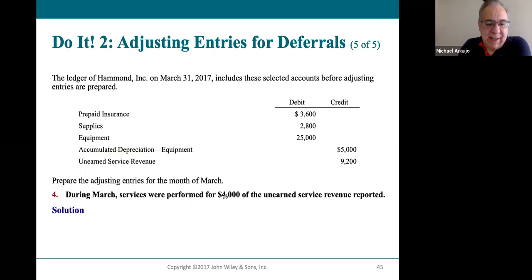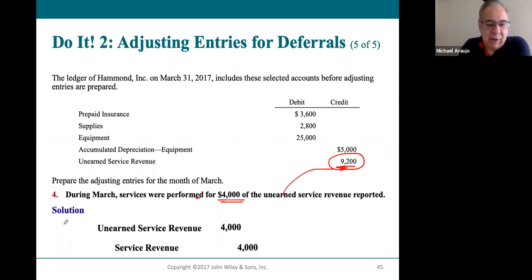And the very last thing they did is $4,000 of this amount that they owed was actually earned. They actually did perform that. So they don't owe this anymore. They owe much less. Well, it doesn't happen without an adjusting entry. And the adjusting entry again at the end of March would be a debit to unearned service revenue, which would lower this amount, and a credit to service revenue, which would increase the amount of revenue there.